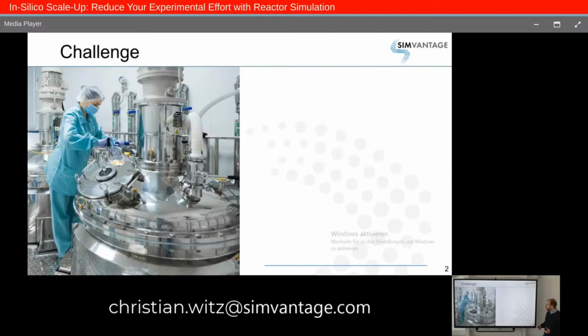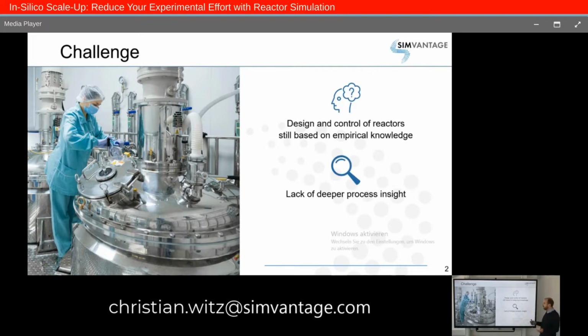So what is the challenge? The challenge, of course, is that the design and the control of reactors is still based on empirical knowledge. There's a lack of deeper process understanding in these bioreactors. And this then leads to rudimentary scale-up procedures like constant P/V, constant tip speed, constant KLA, geometrical similarity. It doesn't really give a picture about the complex processes which are happening inside the bioreactor.